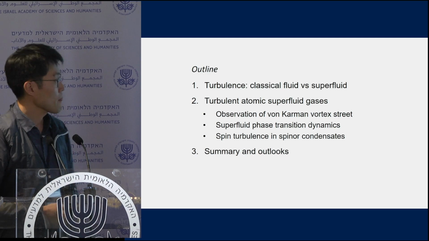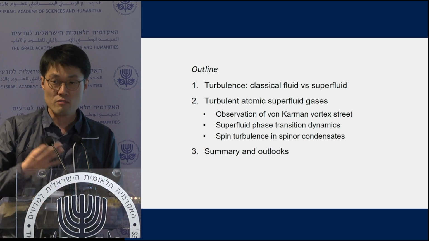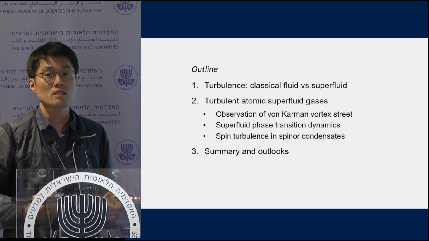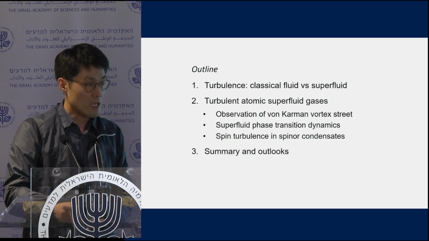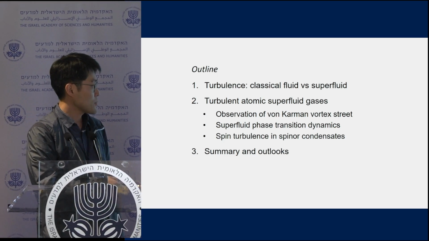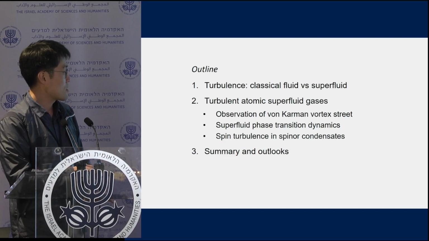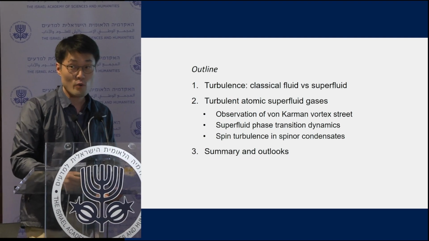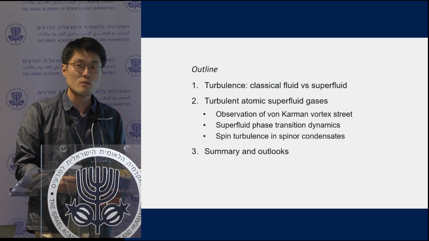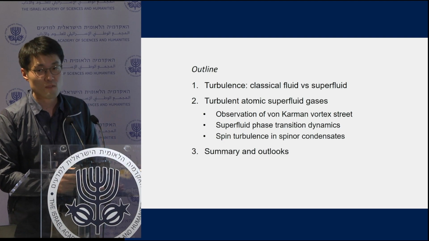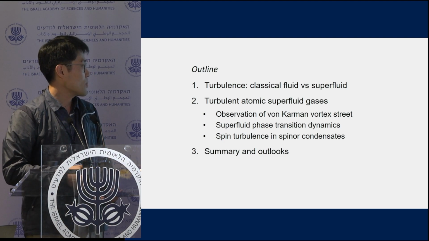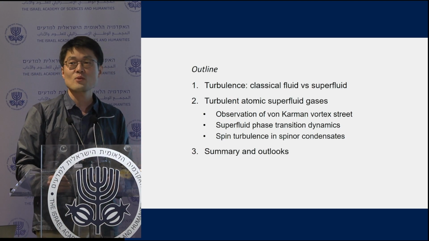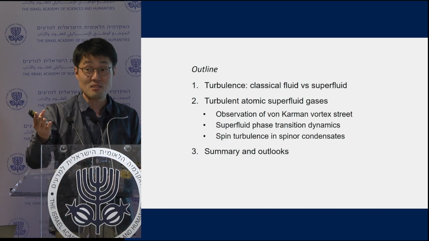Okay, this is the outline. First, I will talk about a general introduction to turbulence, and especially a comparison between classical turbulence and superfluid turbulence. And then I will talk about the two or three experiments which my group has done. The first one is the observation of the von Karman vortex street. It is well known in classical viscous fluids, but it also occurs in superfluid systems. And then I'll talk about the superfluid phase transition dynamics, in which I will talk about spontaneous vortex formation, the so-called Kibble-Zurek mechanism, and universality about that.